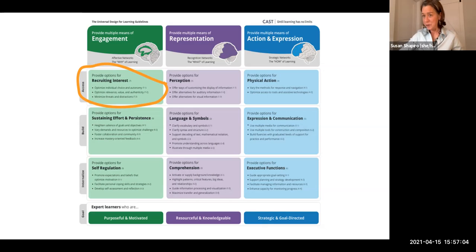Provide options for recruiting interest has little fine print underneath it, and we call that fine print the checkpoints of the UDL guidelines. The guideline says, if you're designing multiple means of engagement, one thing to pay attention to, one component of design, is providing learners with options for becoming interested. How do I do that? Then you might want to dig into that fine print, the checkpoints. I'm going to read it, I'm a little old here, so I'll squint: optimize individual choice and autonomy, optimize relevance, value, and authenticity, minimize threats and distractions.